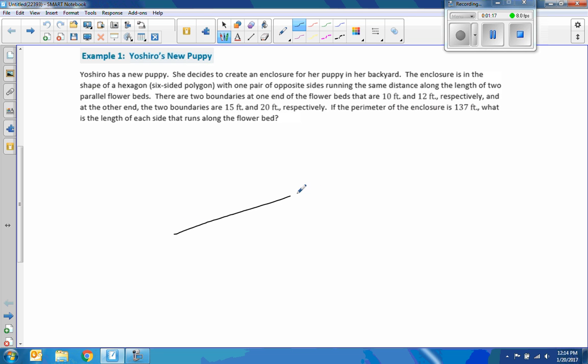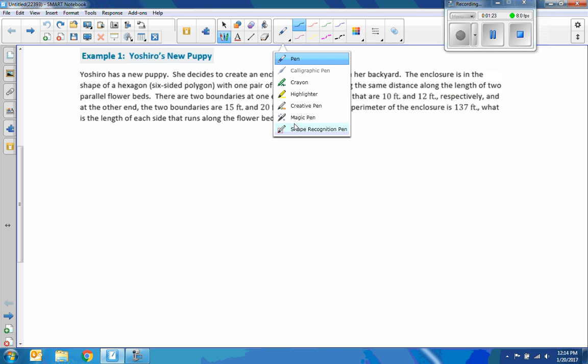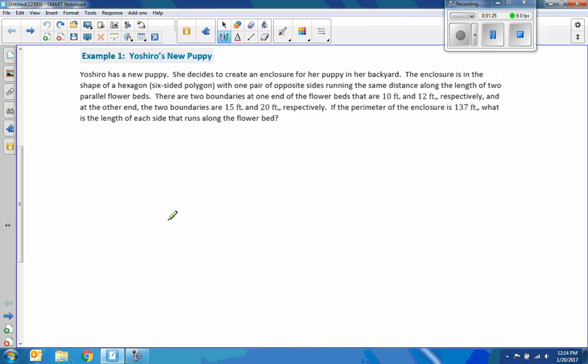We know that this line here, actually let me change my pen. Let's use my shape recognition pen. So I have this line here, and this line over here, and they're parallel. And they're the same distance. So that's x, and that's x. We don't know it, but they say they're the same. So x equals x.